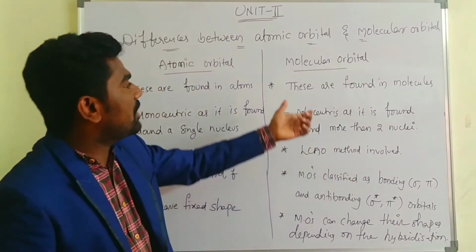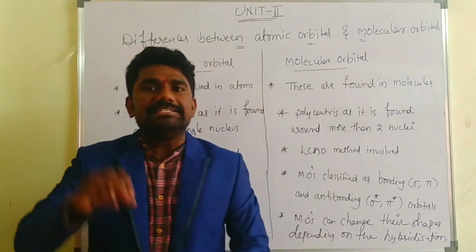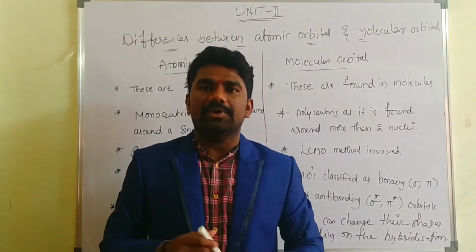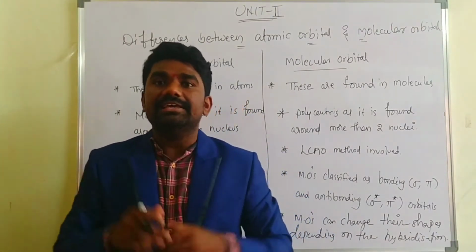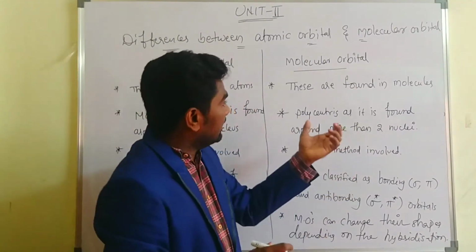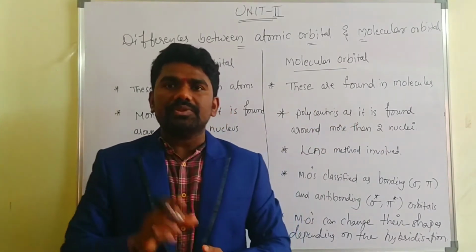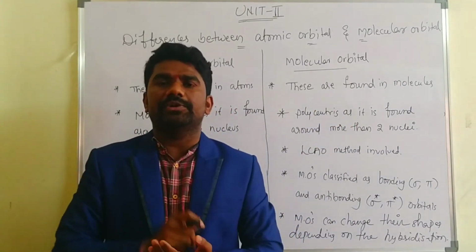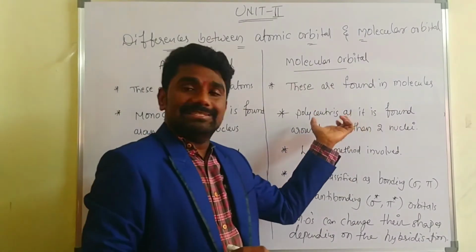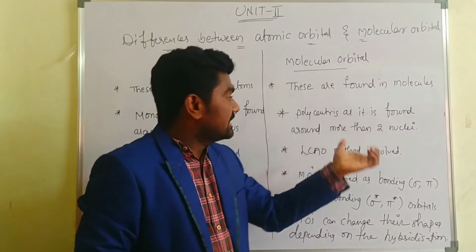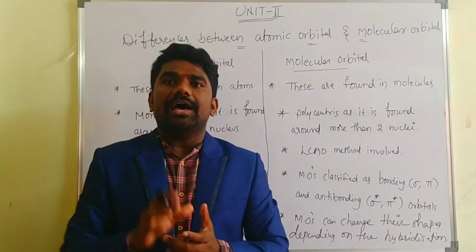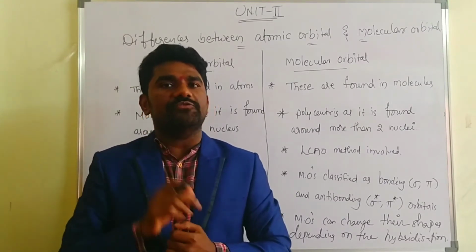But in the case of the molecular orbital, it is a polycentric orbital. That means the electron cloud of the molecular orbital will be found around more than 2 different nuclei. Here the molecular orbital is a polycentric one.